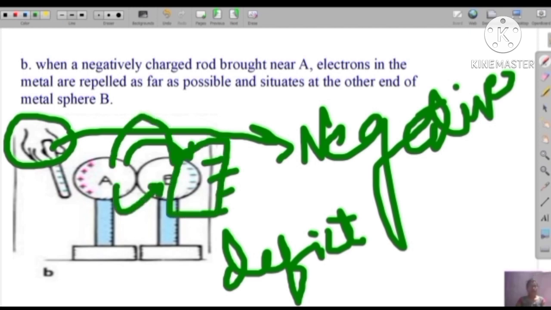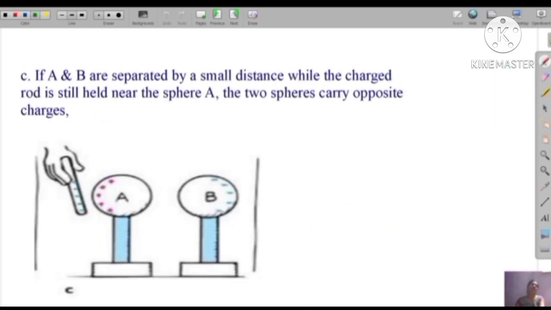When the charged body and uncharged body get in equilibrium position, what do we do? That we will see in the next step. So after getting in equilibrium, here you can see the point. If A and B are separated by a small distance while the charged rod is still held near the sphere A, the two spheres carry opposite charge.